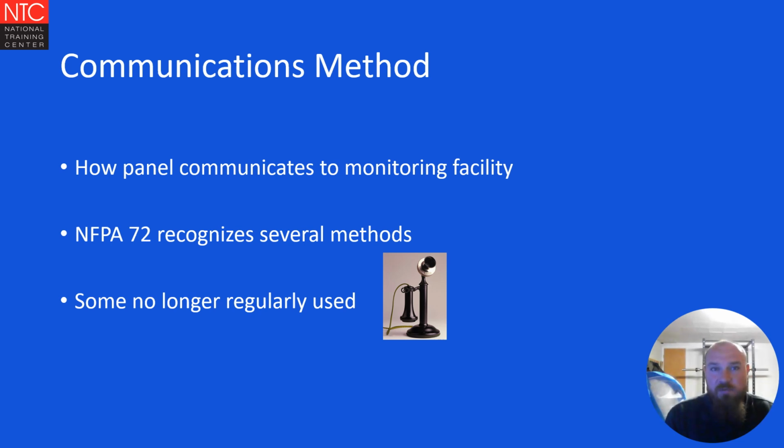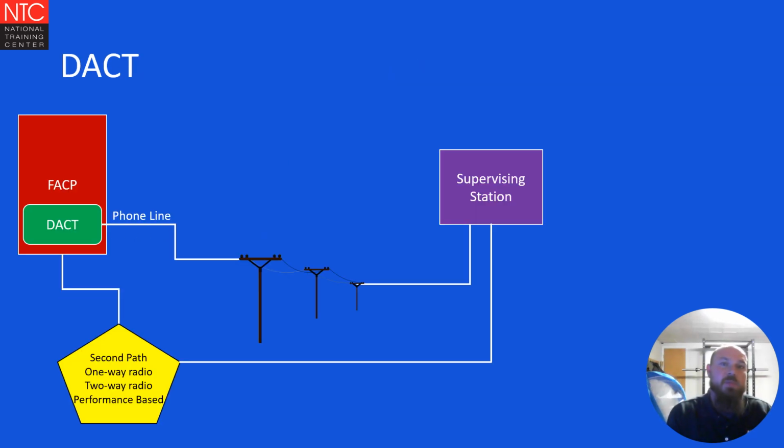Well, within NFPA 72, there are several different methods that are recognized by code. Some of these methods are no longer regularly used, and some of them are only allowed to be used with certain exceptions. The very first method that we look at is through a DACT, or Digital Alarm Communicator Transmitter.